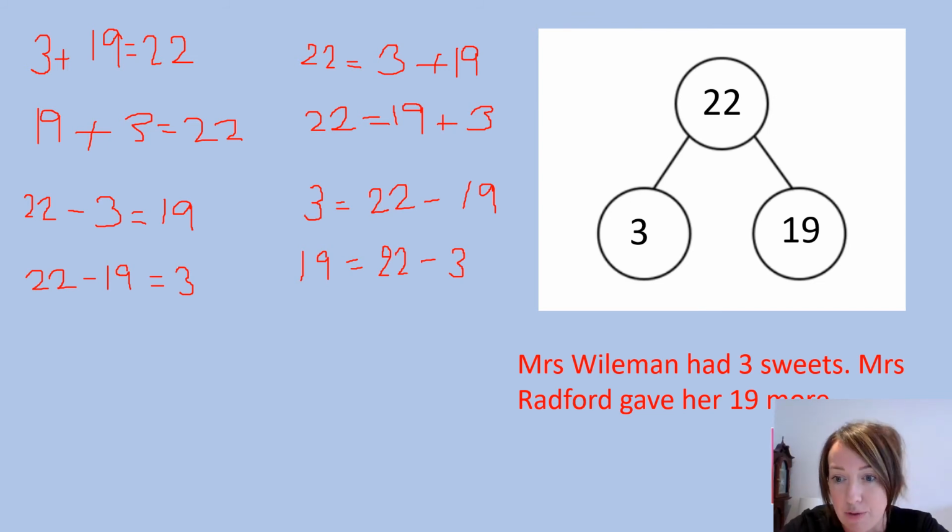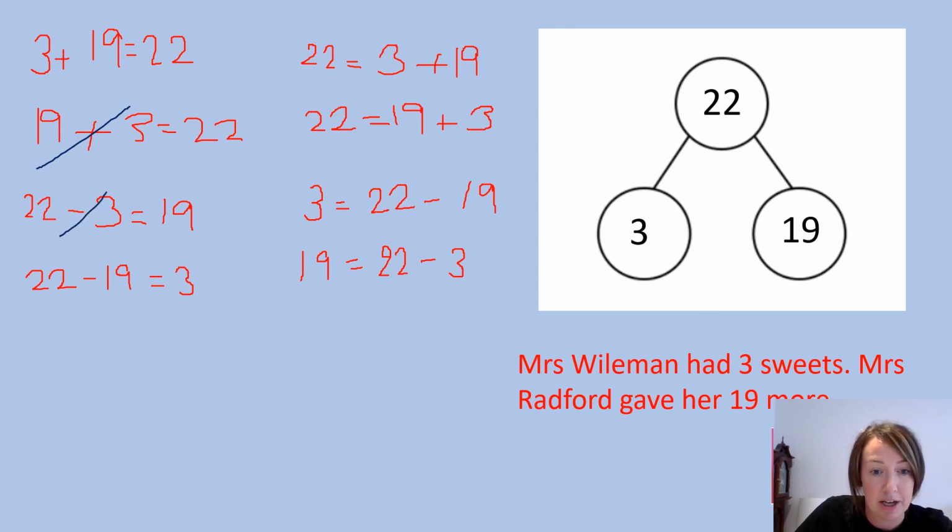Mrs. Wellman had 3 sweets. Mrs. Radford gave her 19 more. What number do I start with? 3, 2, 1. Starting with a number 3. So I know that it can't be that one, because that starts with 19. It can't be this one, because that starts with 22. Can't be this one, because that also starts with 22. This one starts with 22. So does that one. That starts with a 3. So it could be that one. No, not that one. So we know that it's a 3.